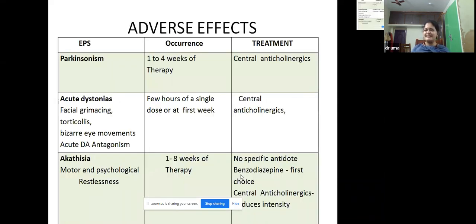So the adverse effects are mainly extrapyramidal symptoms, that is Parkinsonism. The treatment is central anticholinergics. Acute dystonias occur while starting the therapy, within a few hours of a single dose. They are also treated with central anticholinergics. Akathisia is a motor and psychological restlessness. It occurs in 1 to 8 weeks of therapy. There is no specific antidote for this, but benzodiazepines and central anticholinergics will reduce the intensity.